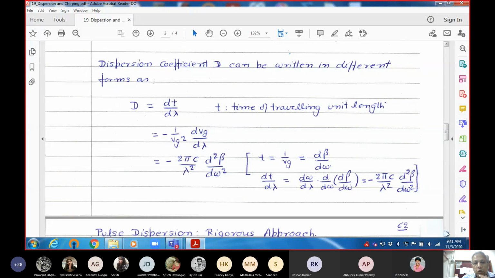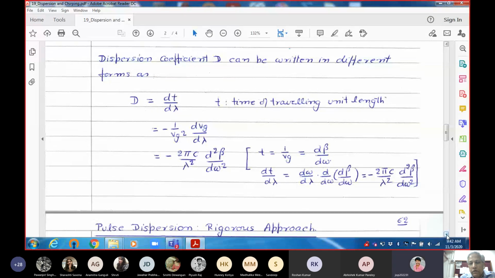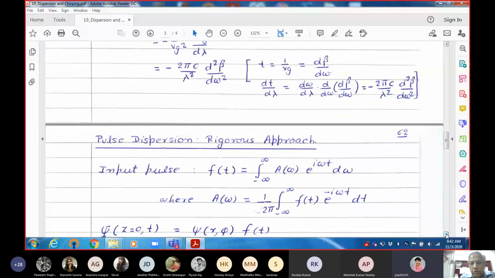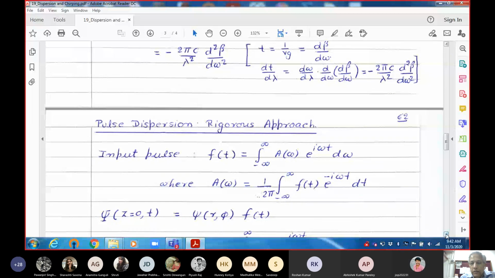So when d square beta by d omega square, which I have defined as alpha, is negative, then this dispersion coefficient would be positive. And in that article which I have shared with you by Professor Ghatak, they denote d square beta by d omega square by gamma, right? So you should be careful. These are just notations actually. Some prefer alpha, some prefer gamma. So it doesn't matter.